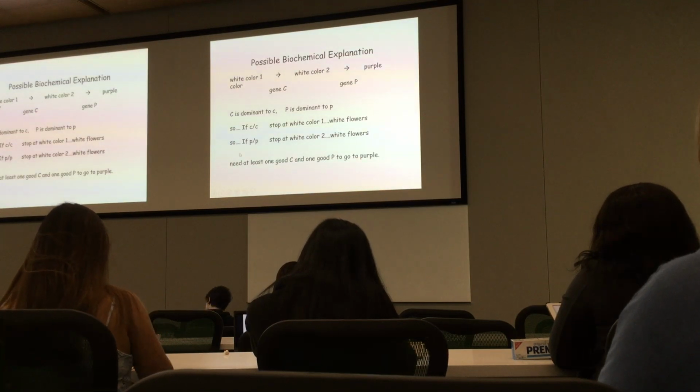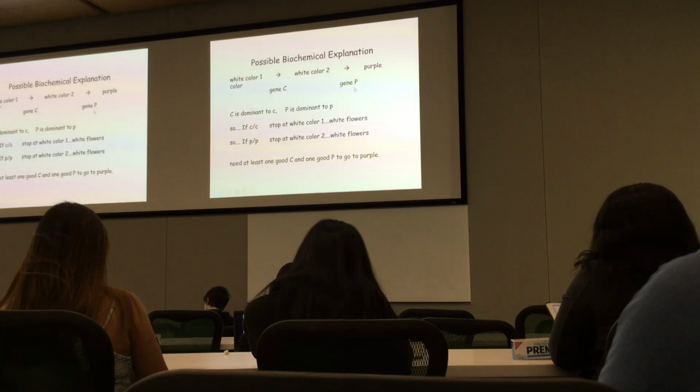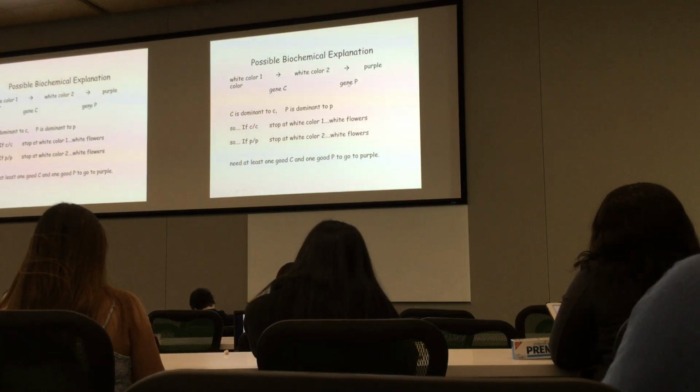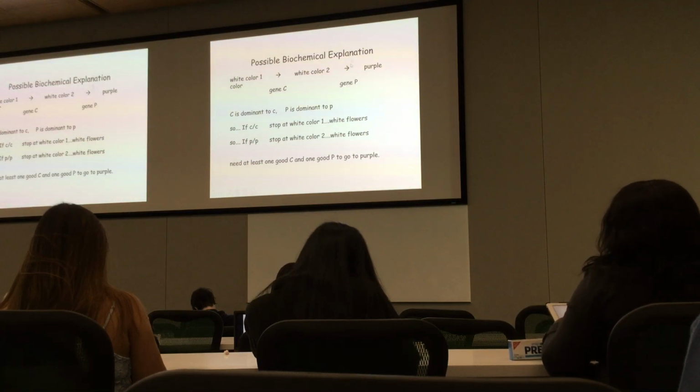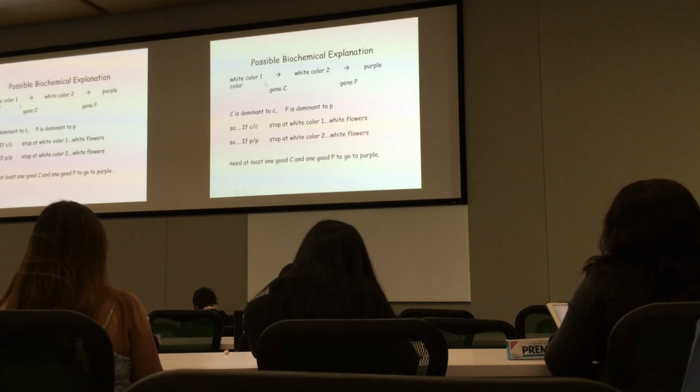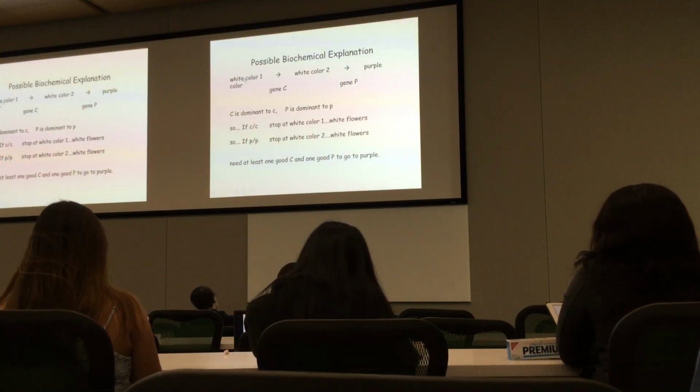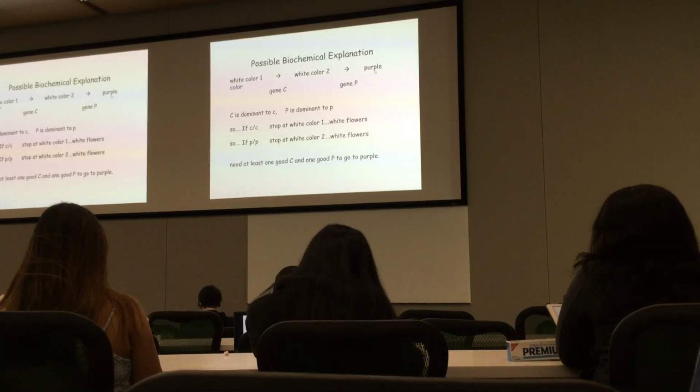If a plant were small p, you'd get a similar effect. In that case, this step is defective. You don't make any good enzyme P, so you're blocked in this metabolic pathway right here. So even if you can convert white color 1 to white color 2, you're blocked here, and so you accumulate this intermediate chemical, which is white, and you do not make purple flowers.